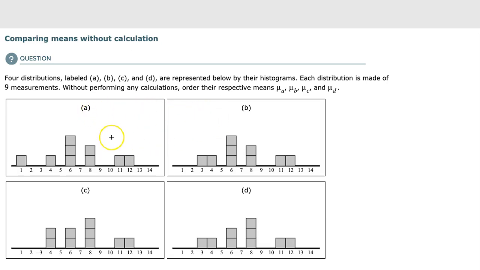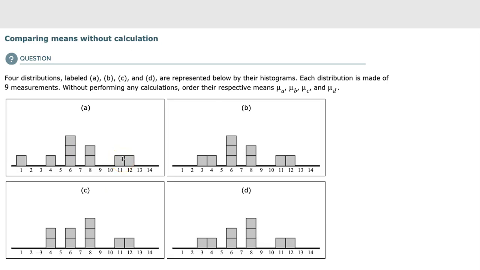Now remember, this is the mean. The mean is a balancing point with the data, and so a mean that has more blocks to the left is going to be a smaller mean than a mean that has blocks to the right, let's say.